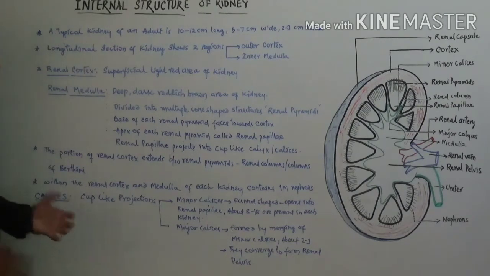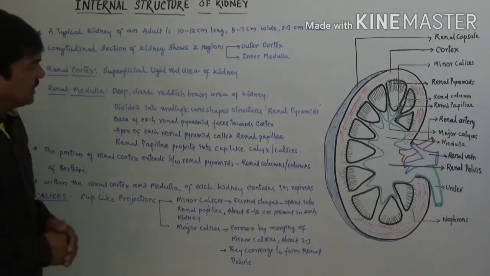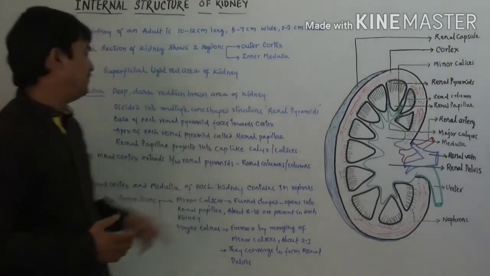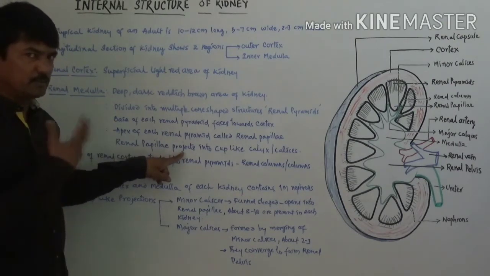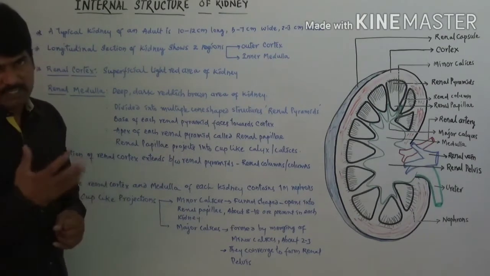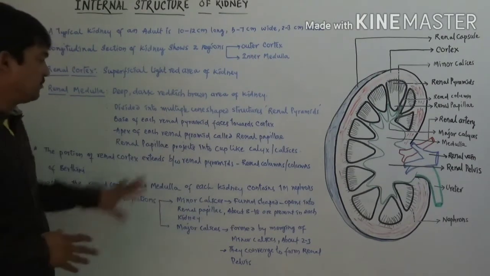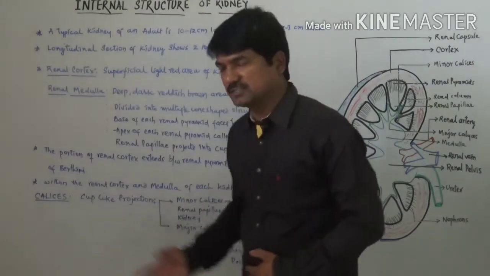And next, calyces. What are calyces? Calyces are cup-like projections formed from the renal papillae. The renal papillae projections form cup-like structures called calyces. Here there are two types: minor calyces and major calyces.